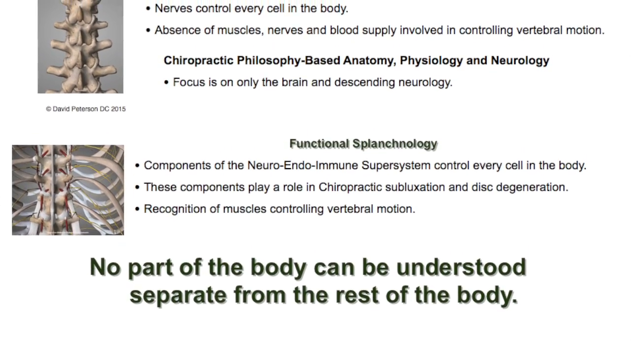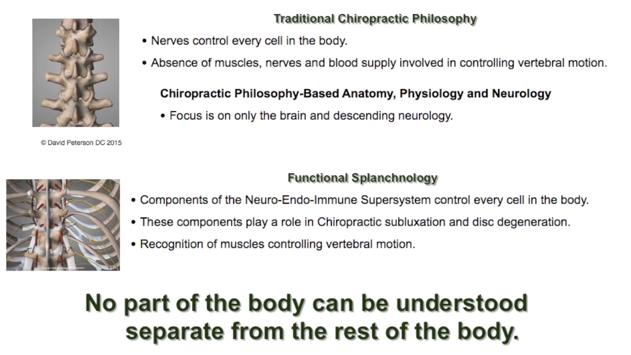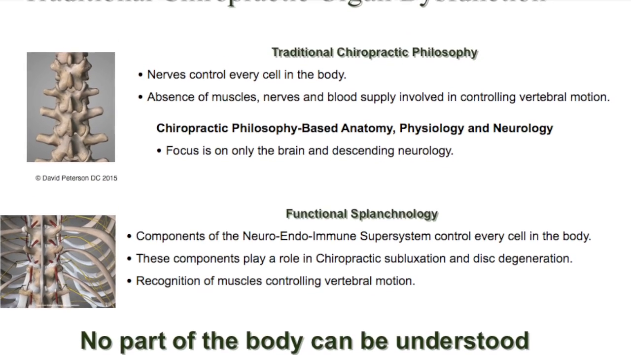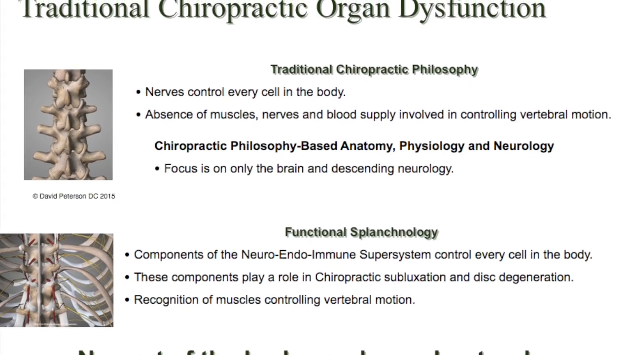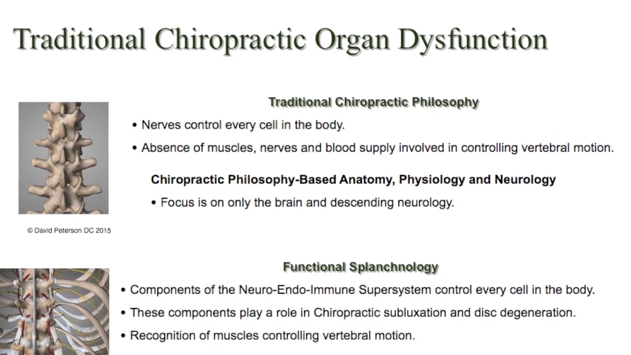Components of the neuroendoimmune supersystem control every cell in the body. There are specific muscles requiring blood and nerves to maintain control of vertebral motion. These components play a role in subluxation and disc degeneration.